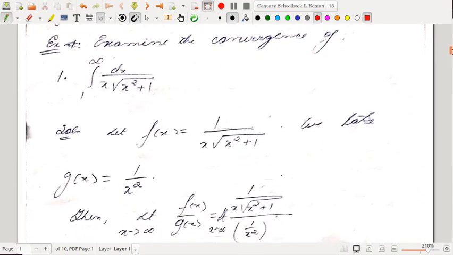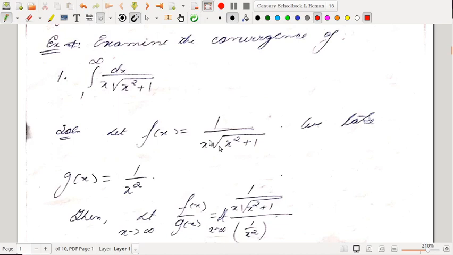Examine the convergence of the integral from 1 to infinity of dx by x root over x square plus 1. Mostly we will use the comparison integral dx by x to the power n. I had given you this as homework, and I may have solved it in the last file that I sent you. You can always solve it; it's quite simple. The integral of dx by x to the power n converges if and only if n is strictly greater than 1. Okay, so we will use that integral for the comparison.